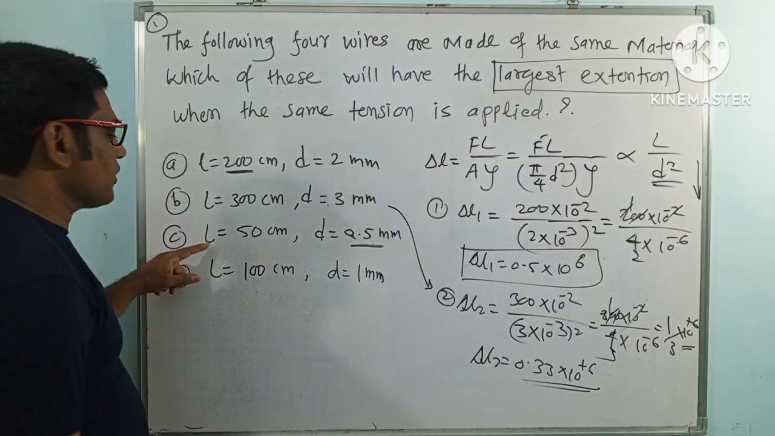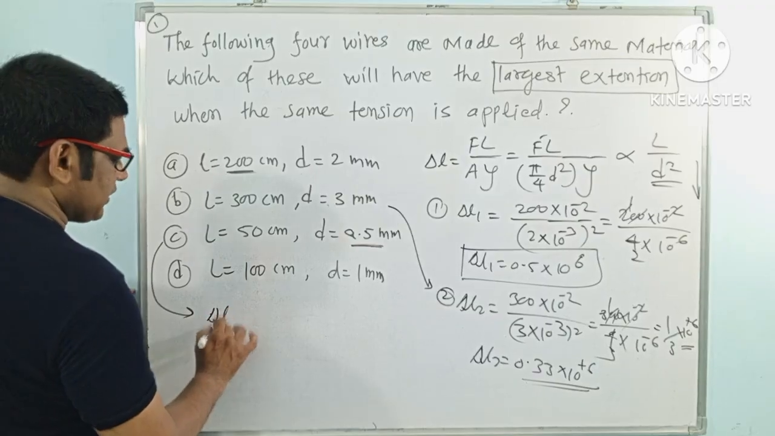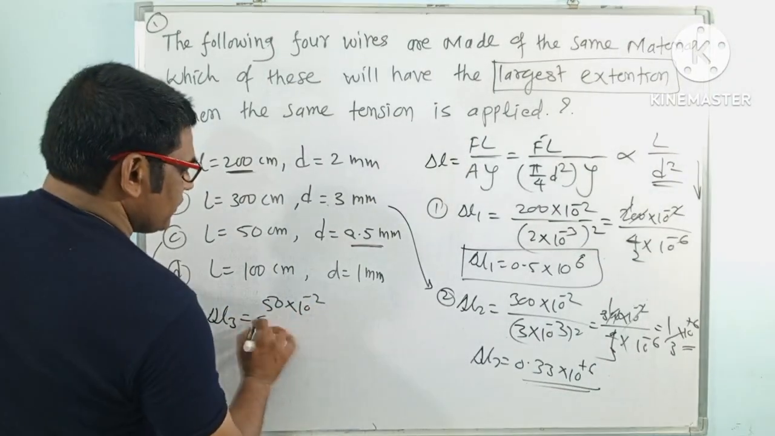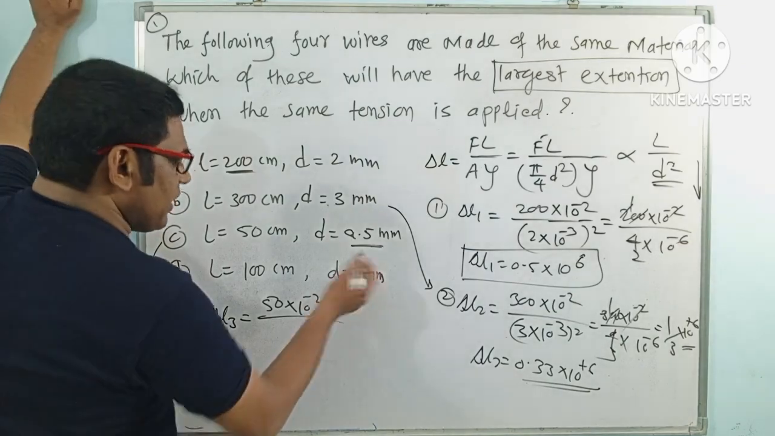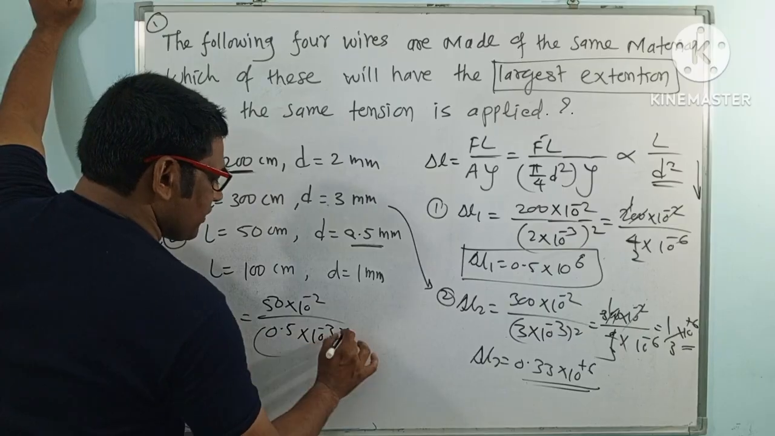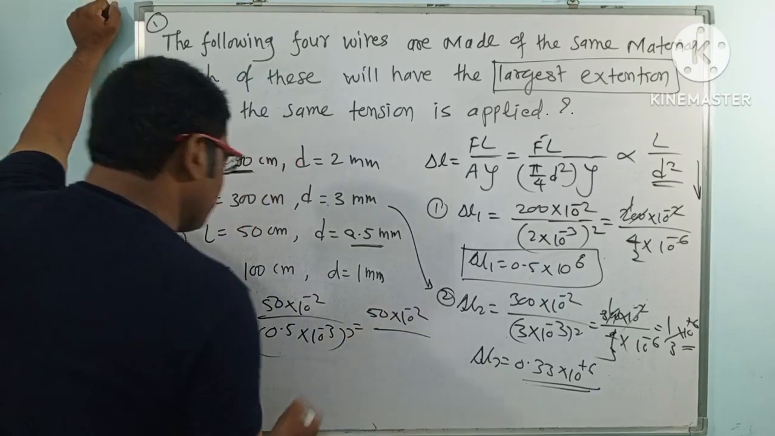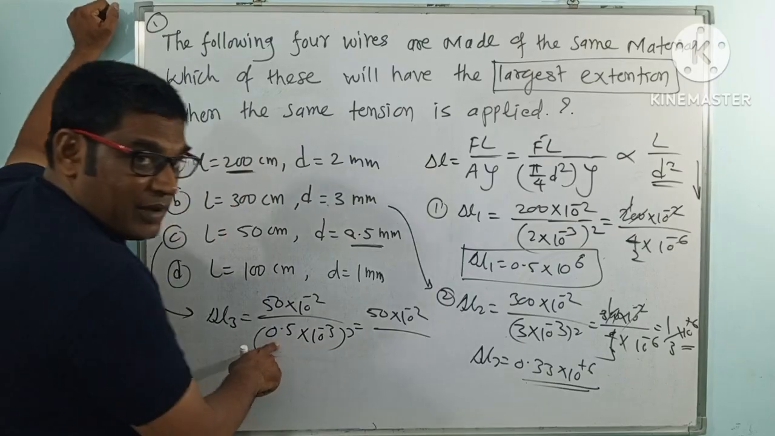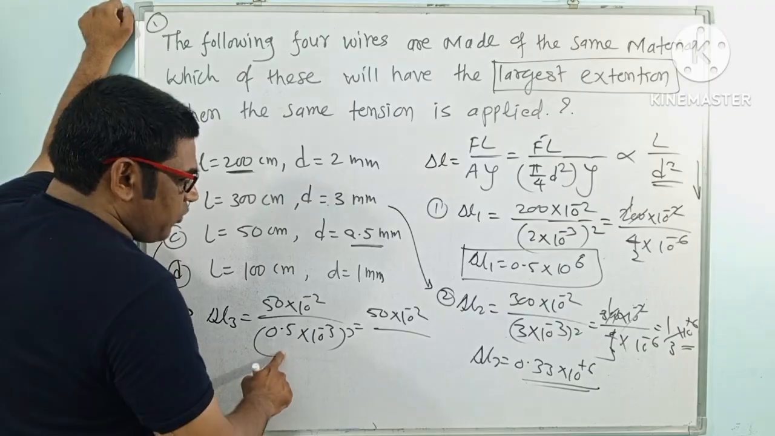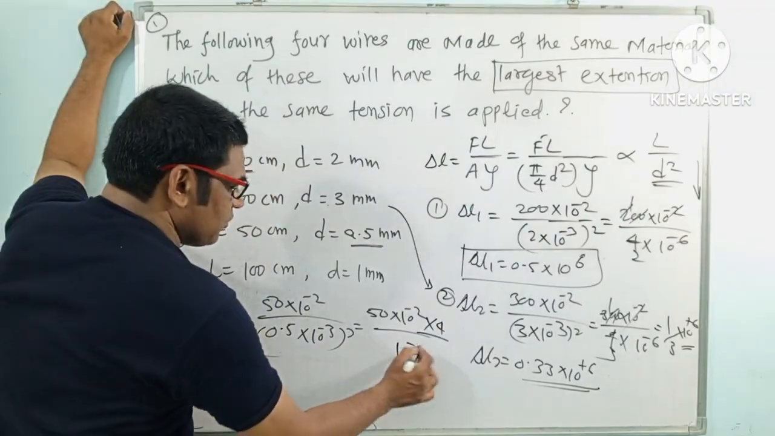Okay. Then for the third one, you do the calculation. Delta L3 is equal to what? 50 into 10 raised to minus 2 divided by 0.5 into 10 raised to minus 3, its square. So this will be what? Basically 50 into 10 raised to minus 2 divided by 0.5, which means 1 by 2, 1 by 2 square. 1 by 4, and that 4 will go here. Are you getting? Do the calculation. And into 10 raised to minus 6.